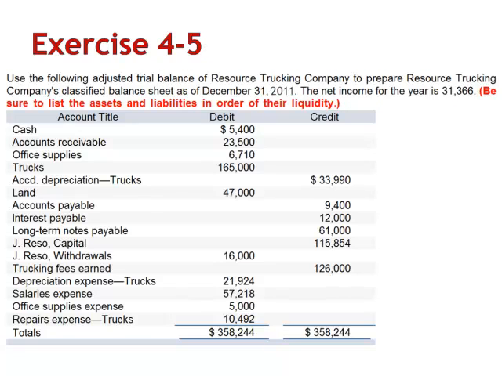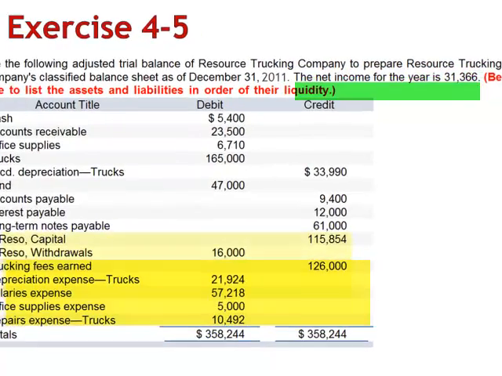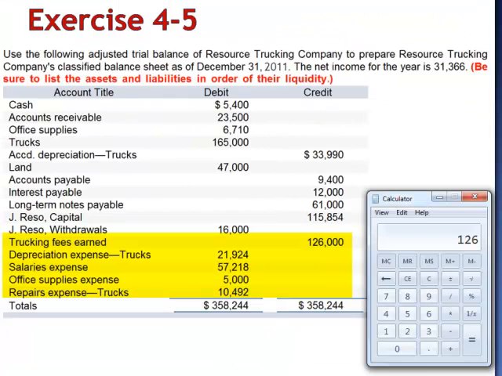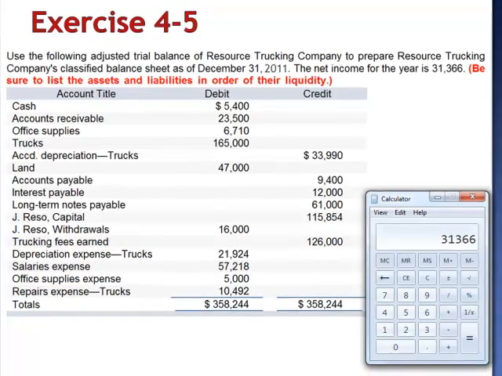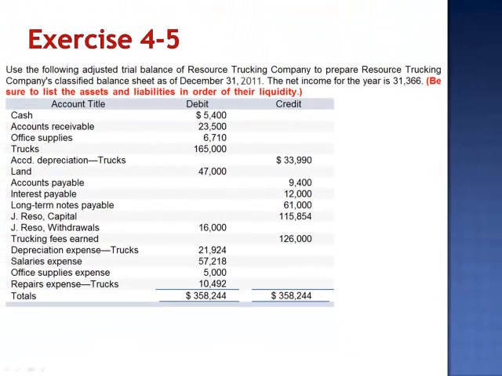Now, not that we don't trust the author, but let's just verify the $31,366. If we look at our income statement accounts, our one revenue account, trucking fees earned, and the four expense accounts, we can quickly combine those values to determine net income. $126,000 in revenues minus our four expenses, $21,924, $57,218, $5,000, and $10,492. Net income is in fact $31,366. So now let's move on to prepare the classified balance sheet.